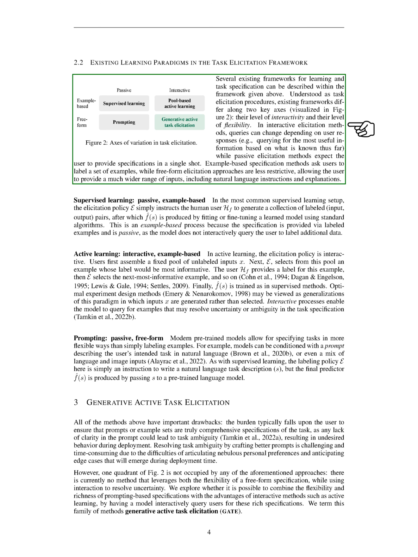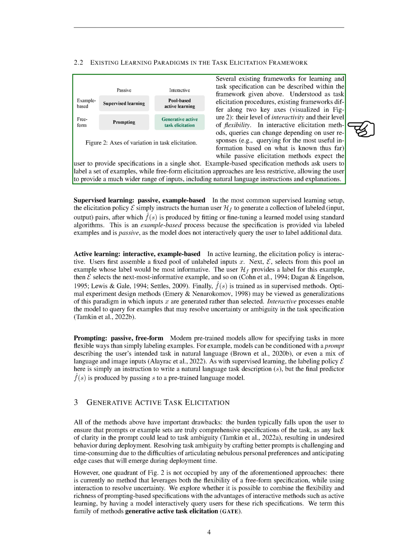Let's look at some specific methods. 1. Supervised learning. This is a passive, example-based method. Here, the system instructs the user to generate a collection of labeled pairs of input and output. The system then uses these pairs to train a model. This method is passive because the system doesn't interactively ask the user for more data.